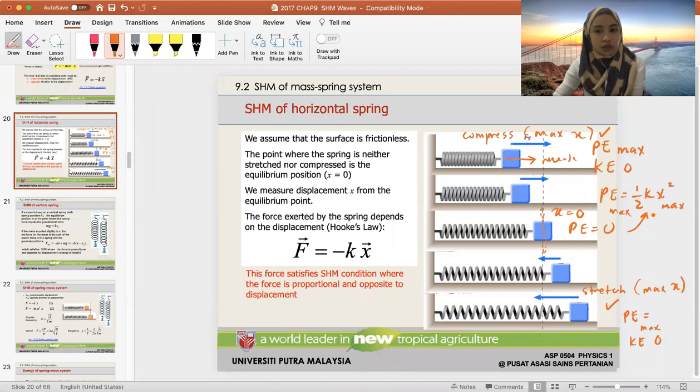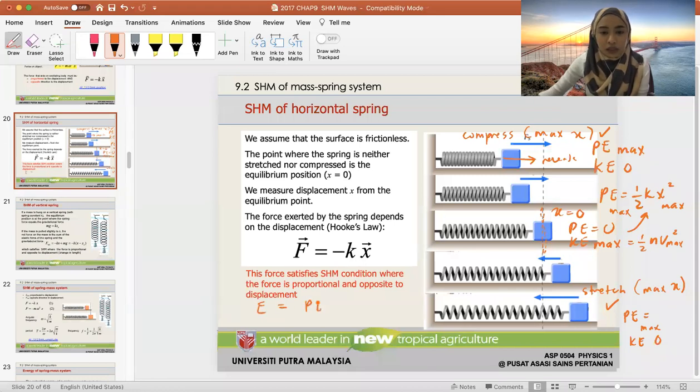What happens to your KE? KE becomes the maximum. So at the equilibrium, you will get your maximum velocity from this equation, 1/2 mv max squared. Macam mana dia boleh jadi maximum? Remember, our E is constant. When PE is equal to 0, your KE has to be the maximum that it can be so that the E can maintain to be a constant.